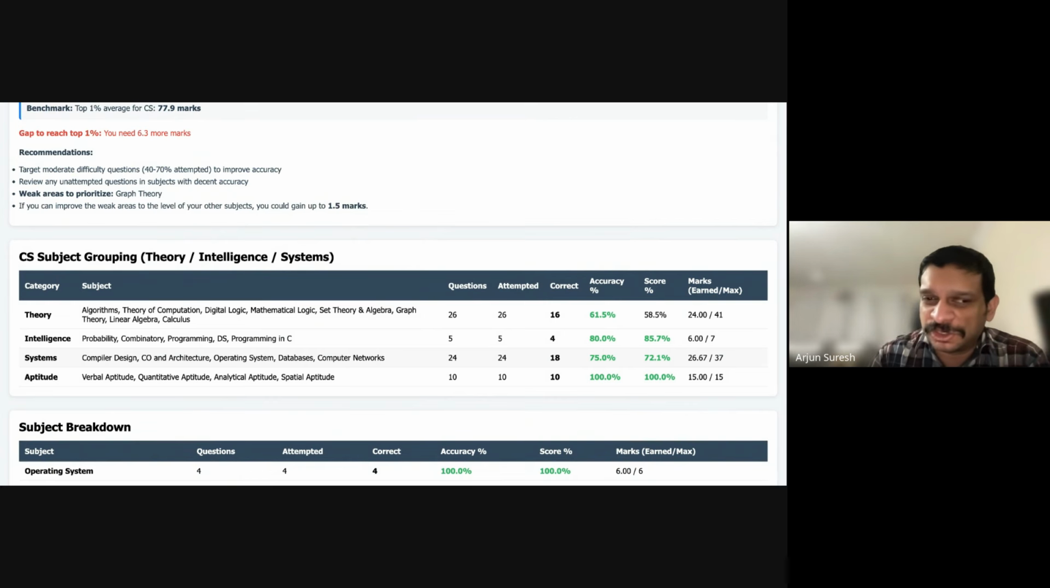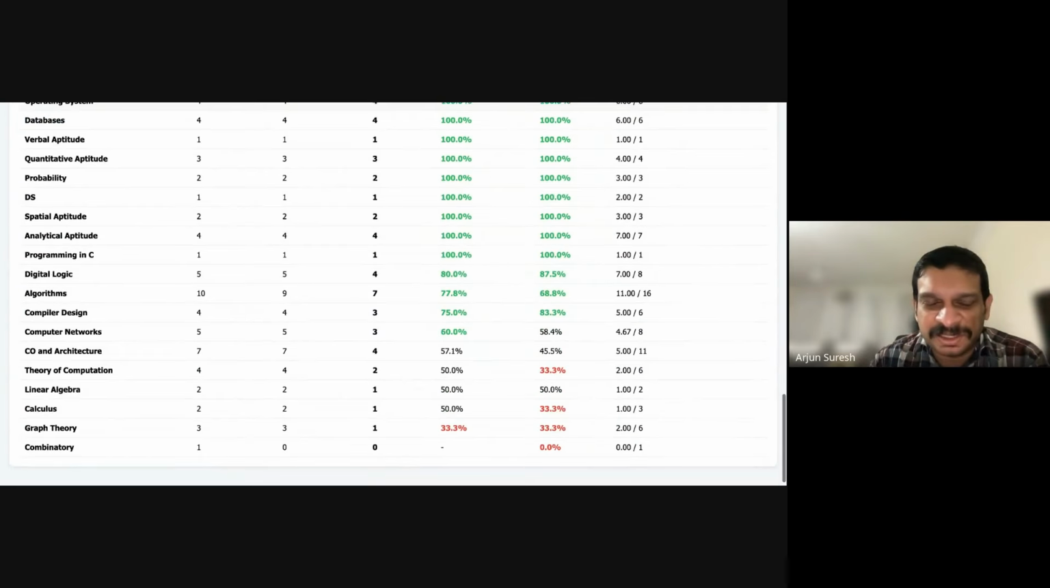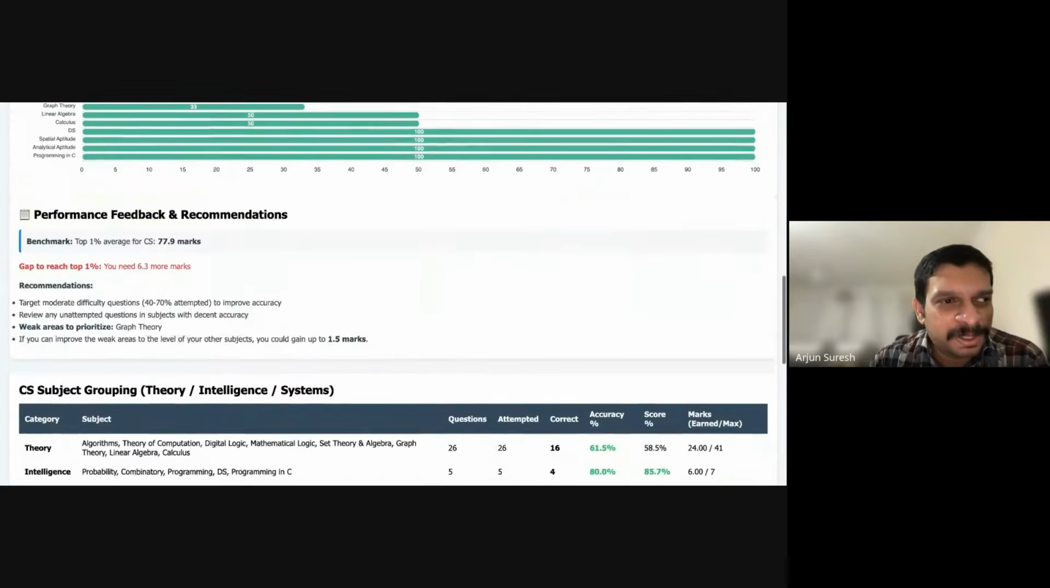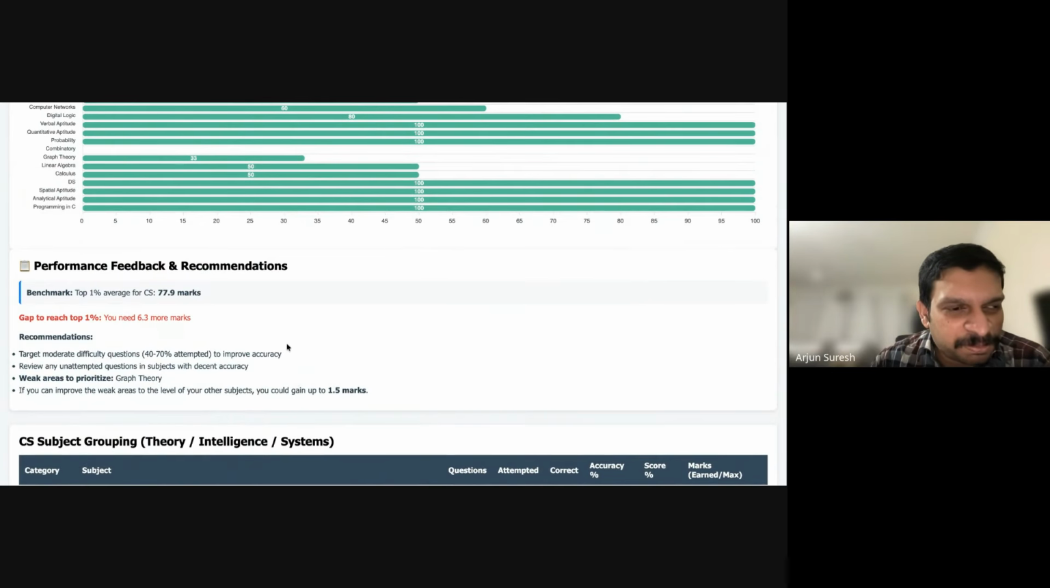So if I was to suggest this candidate for interviews, most likely he won't need the interview because he is getting within 150. But still, systems or intelligence, both areas suit him. If you see the theory, that's why he's scoring comparatively less. And here, again the same subject wise breakdown you can see, and it shows the weak areas to prioritize.